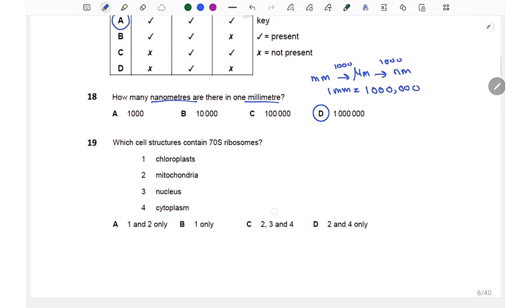Which cell structures contain 70S ribosomes? So 70S is in the chloroplast, in the mitochondria, nucleus has 80S ribosomes. Cytoplasm also has 80S ribosomes. So it's 1 and 2.